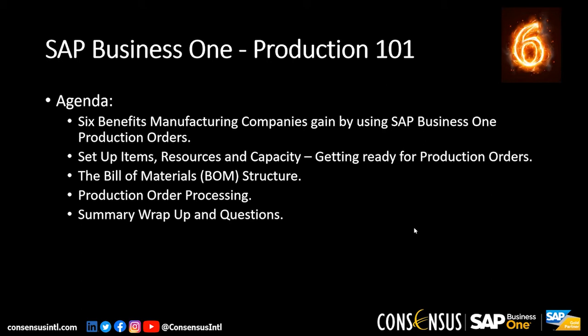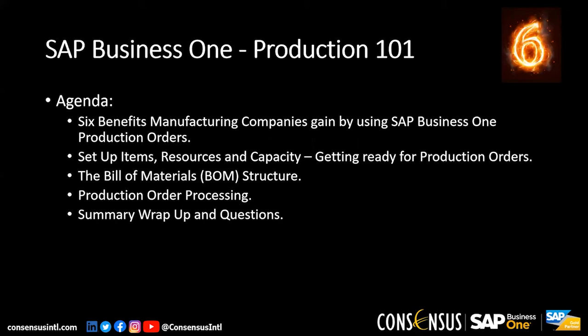So we're going to be covering the 6 benefits to manufacturing companies, the gains that they get by using SAP Business One production orders. We're going to go in and look at the setup for some items, resources and capacity, basically getting ready for production orders. We're going to take a look at the bill of materials, the structure, all of the components, resources, and other requirements needed to build a subassembly or finished good.